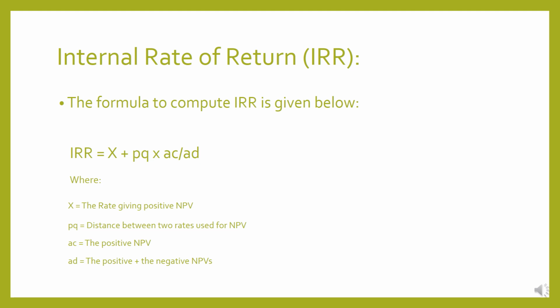Now the formula to compute IRR is X plus PQ times AC divided by AD. And these are explained here. X is the rate giving positive NPV. PQ is the distance between two rates used for NPV, a lower rate and a higher rate, and the difference between them, that is PQ. AC is the positive NPV, and AD is the positive plus the negative NPV. Now you have to bear in mind that the higher the discounting rate, the lower will be the returns on the investment. And you will see this in the next slide.